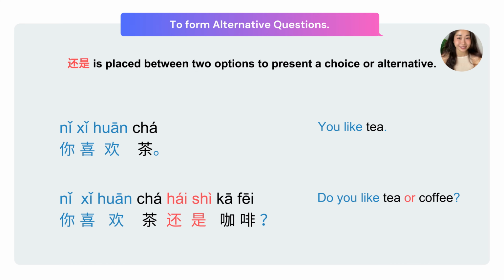But we are going to add 还是 between the two options. So you can add one more option behind. Tea or coffee? 茶还是咖啡? So you can see the sentence structure is actually the same as the first sentence, but we are just going to give out two options and you need to add 还是 between the two options. That is how we form alternative questions.